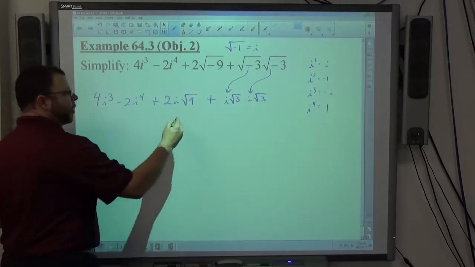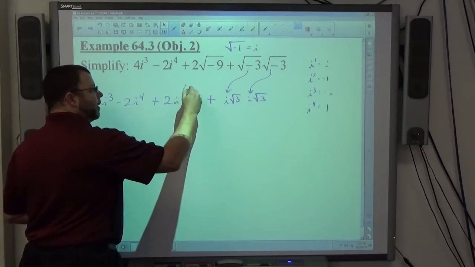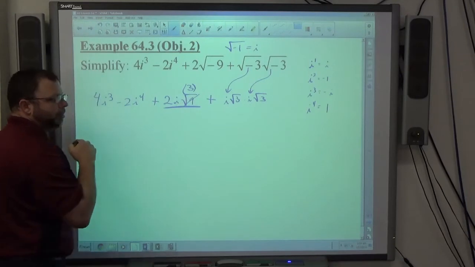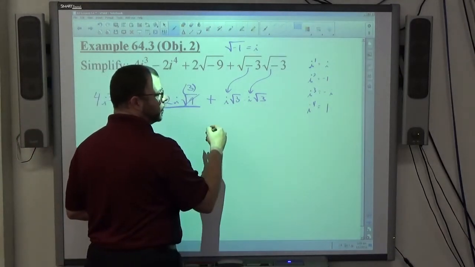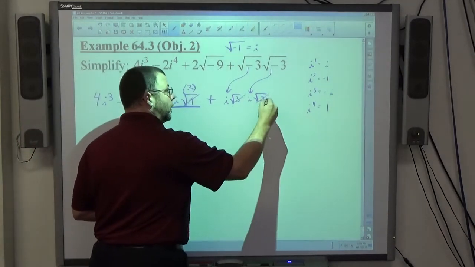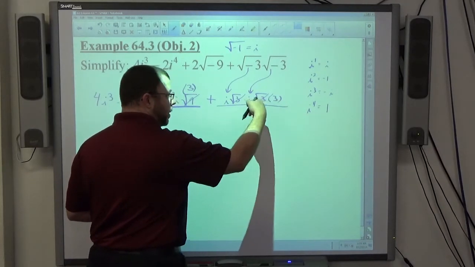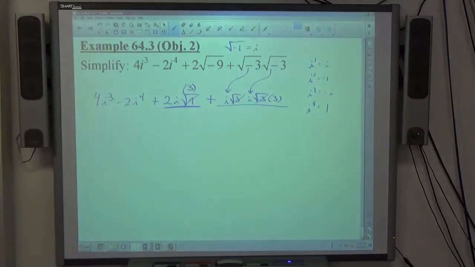Second step, what's the square root of 9? 3. Notice 2i is being multiplied by the square root of 9, so 2i is being multiplied by 3. What's the square root of 3 times the square root of 3? Also 3. All this stuff's being multiplied, so 3 is being multiplied by i and i. Another thing I've noticed people doing: you take a product and when you start taking the i's out, all of a sudden it becomes 3 plus i squared instead of 3 times i squared. So be careful that the structure doesn't get compromised as you go through the process.